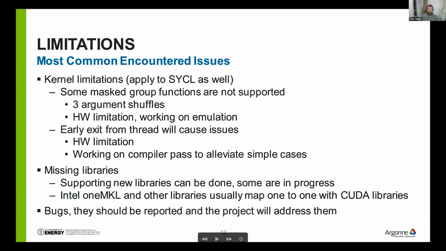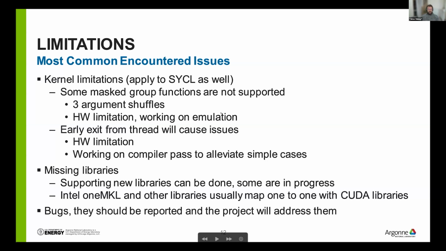So be aware that we have some limitations. Some are on the kernel side, of course, and those apply to SYCL as well. Mask group functions and three-way argument shuffles, for instance, that people can use in CUDA, are not supported due to hardware limitations. We're working on emulating the cases that we can, but this is a work in progress. Also, early exit from a thread is something that will cause issues because of hardware limitations. So we are trying to work on compiler passes to alleviate these simple cases. But in the general case, it's not a tractable problem. There is no perfect solution to this, so you need to be mindful about these things. If you use them in your kernels, you will need to craft special versions of those kernels for chipStar. And you can detect chipStar at compile time through a macro defined in the compiler.